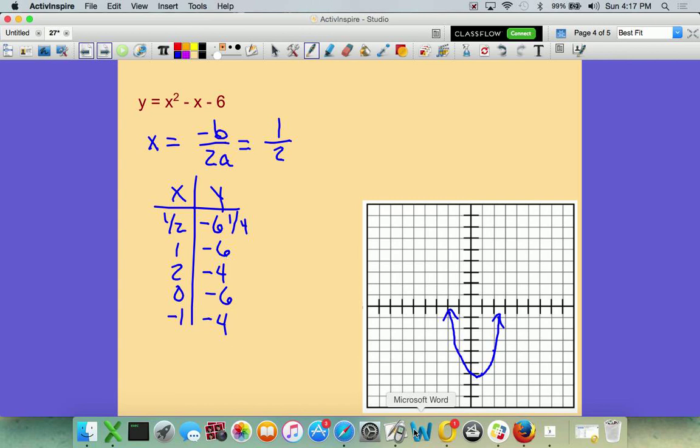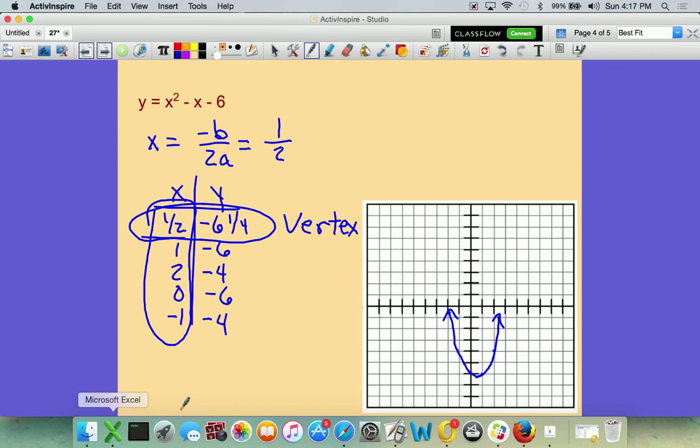When you do an XY chart, make sure you have 5 points. Get your vertex first. And then remember, 2 points above, 2 points below. Graph it up, and then you should be done.